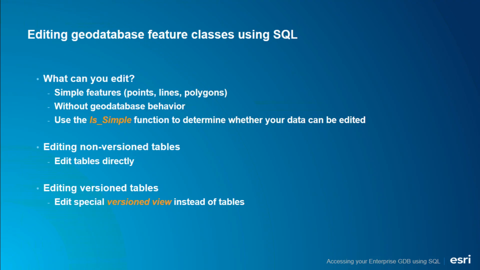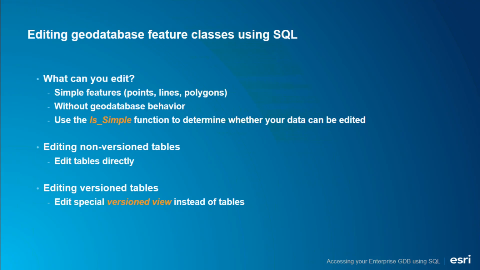Now, when you're editing these feature classes with SQL, what all can you edit? You can edit feature classes that are simple feature classes, and features that are simple. So point, line, and polygon feature classes, and any feature class that is not participating in advanced geodatabase behavior. So it's not part of topology or network datasets or relationship classes, or relationships.